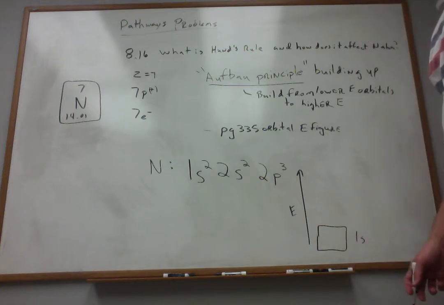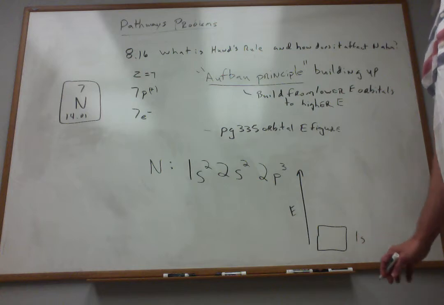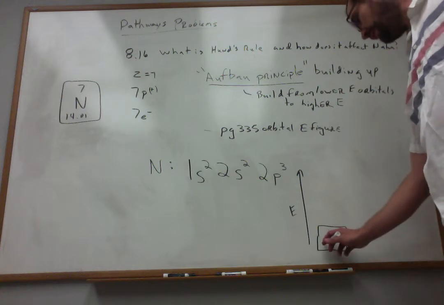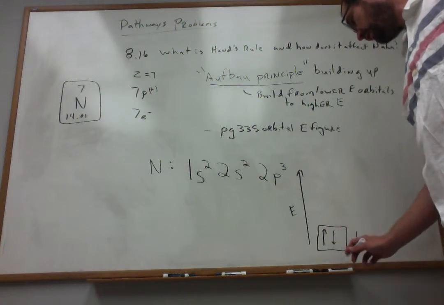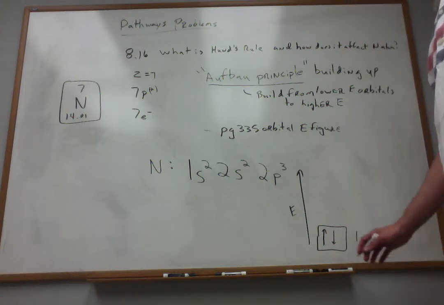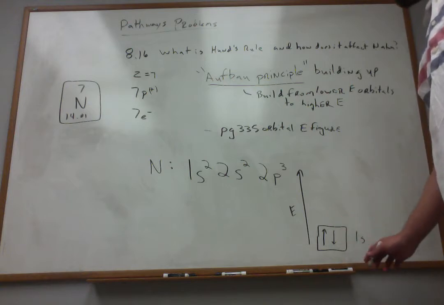I'm going to make a little box. And that box is my representative of my 1s orbital. Now I know I've got 2 electrons in there. So what I'm going to do is draw 2 arrows, 1 arrow for each electron. 1 arrow is pointing up, the other arrow is pointing down.